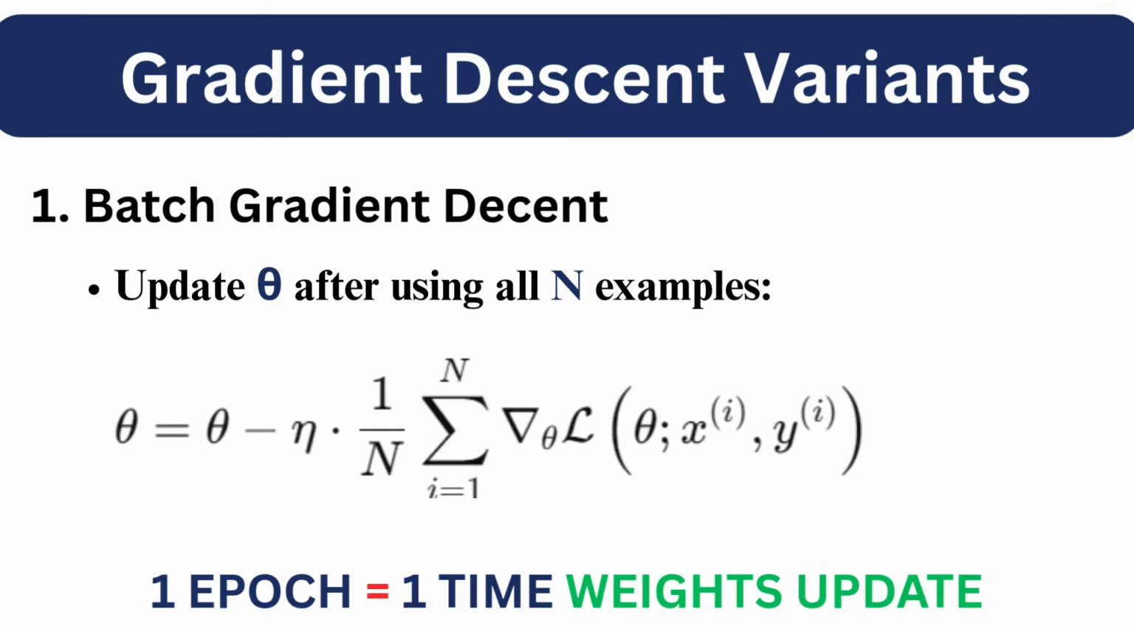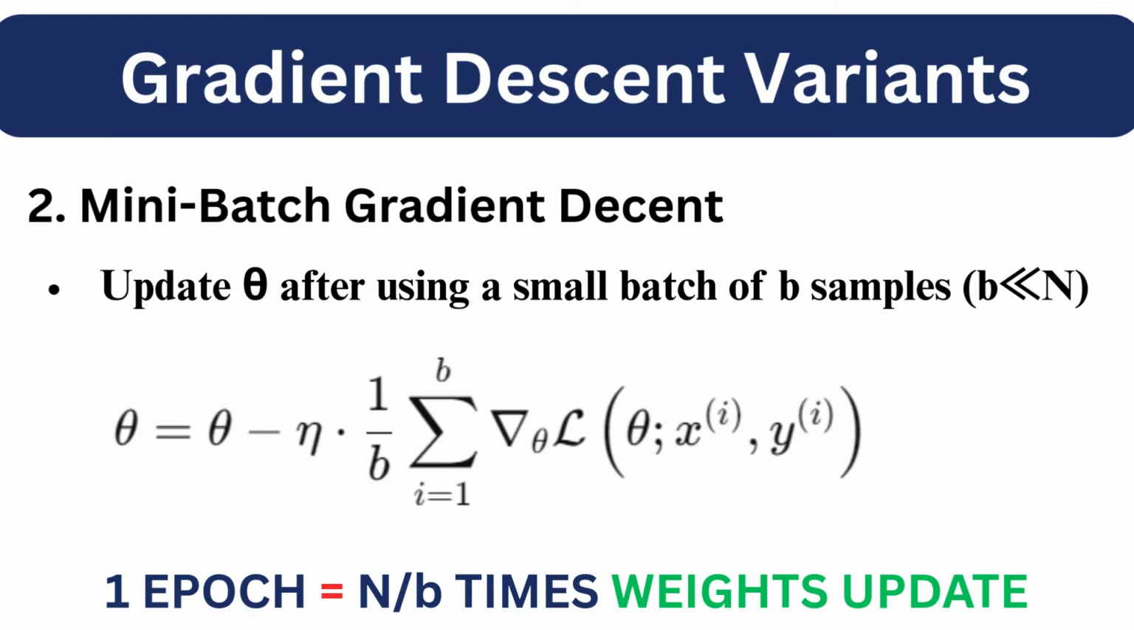Now let's discuss the variants of gradient descent. The first variant is batch gradient descent. Batch gradient descent updates the weights once it sees all the training examples. When a machine learning model processes all the training examples one time, we call it one epoch. So in batch gradient descent, the weights are updated after each epoch. If we run 10 epochs, the weights will be updated 10 times. In this formula, n means the number of training examples. The training of batch gradient descent is comparatively slower than the other variants, but it is stable.